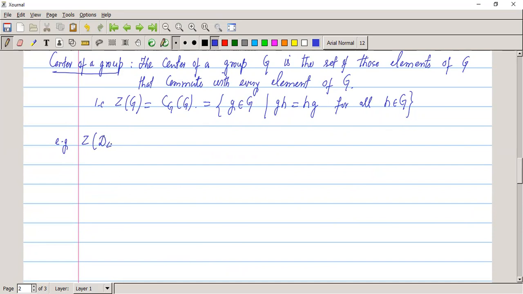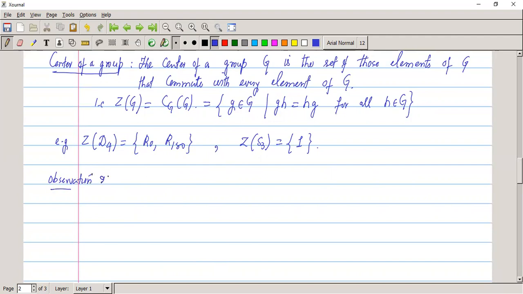the center of D4 is the set of elements R0 and R180. And this can be verified by direct computation. Since R0 always commutes with all the elements, it can be checked that R180 also commutes with all the elements of D4. And so the center of D4 is the set of elements R0 and R180. And similarly, for the center of S3, only the identity element in S3 commutes with all the elements of S3. So here we have one clear observation.